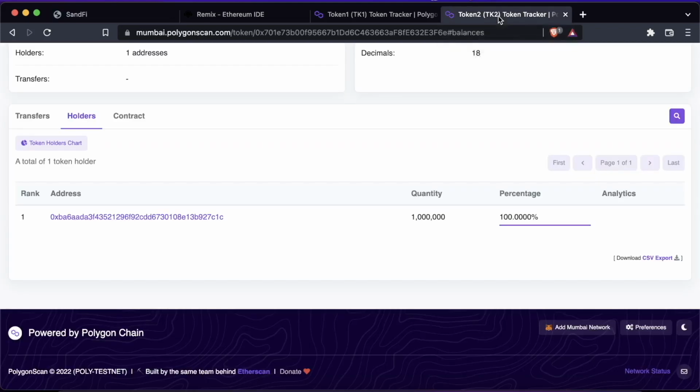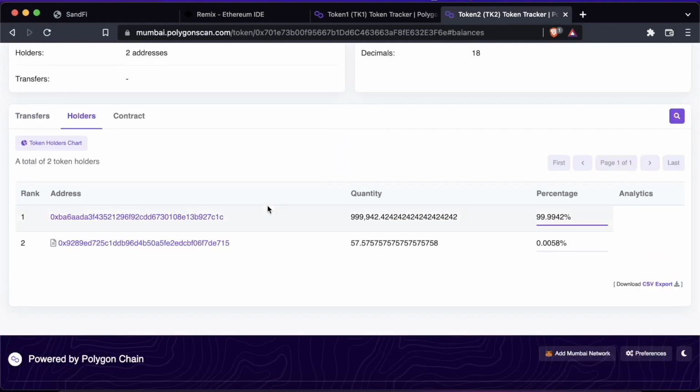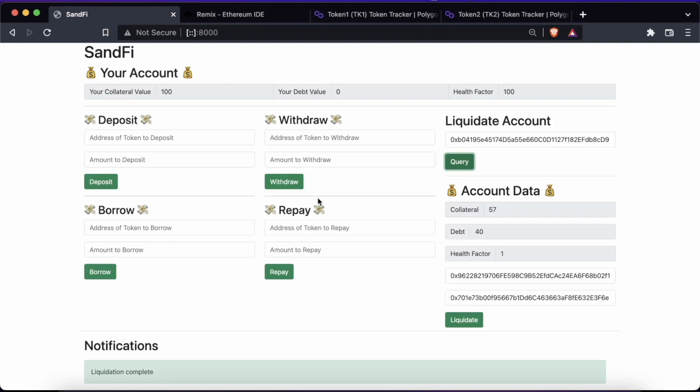So we're going to check the token 2 holdings right now. We have 57.57 staying in the contract, and then we have the rest that was like 42.42. That was the amount of tokens that was paid to the liquidator. But if you remember, he paid a value of $40, half of the debt of the account that was liquidated, and he's getting a little bit more than that in the reward tokens. That's the way liquidations work.